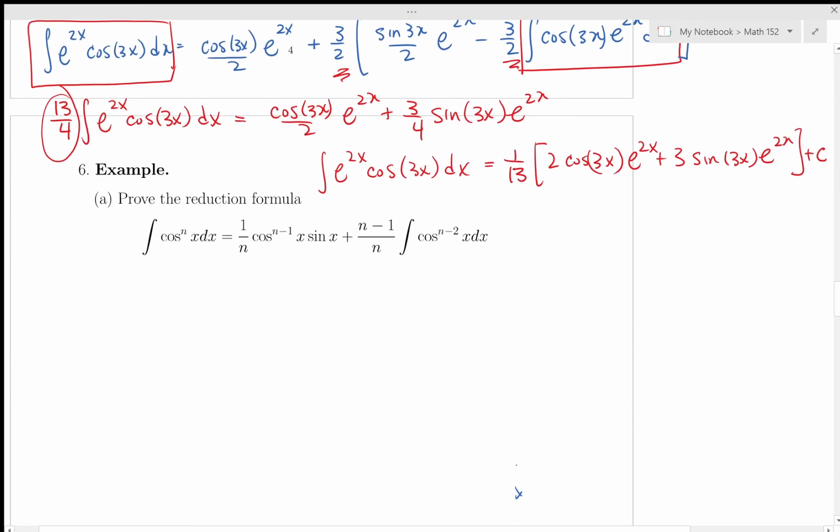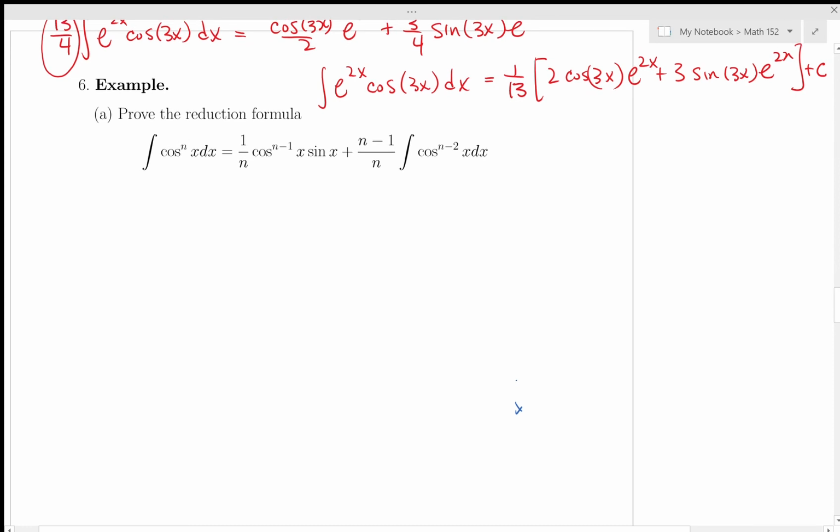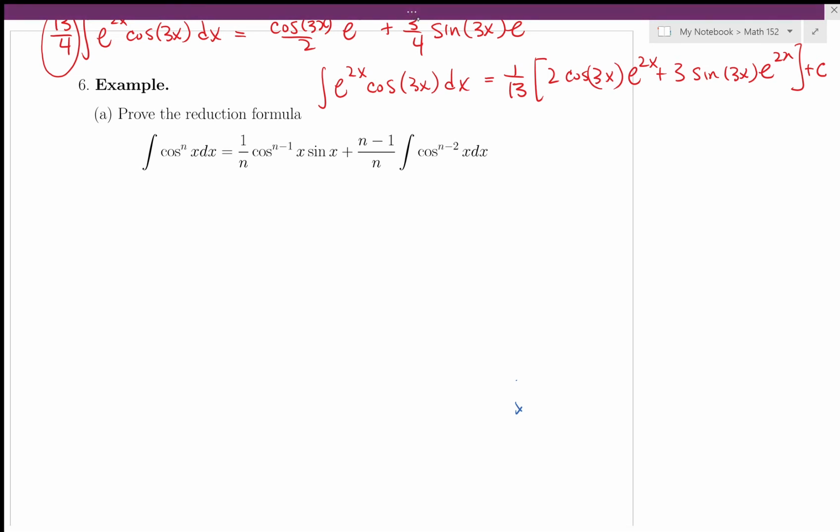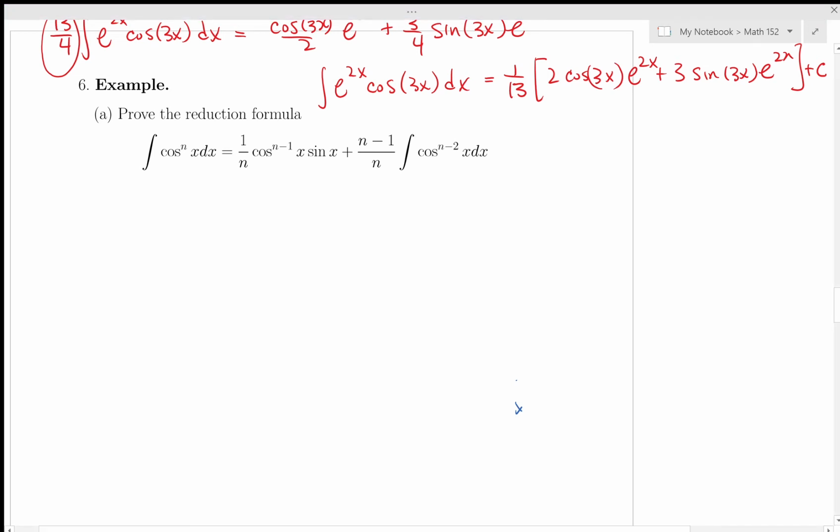Okay, so here we have a reduction formula. You can see this is the same kind of idea. We don't have the e to the x in here, but what we're doing is saying if we have an integral and we're trying to integrate cos to the some power, the nth power, we can write that as this portion here, and then another integral where the power on the cosine function has been reduced by 2.